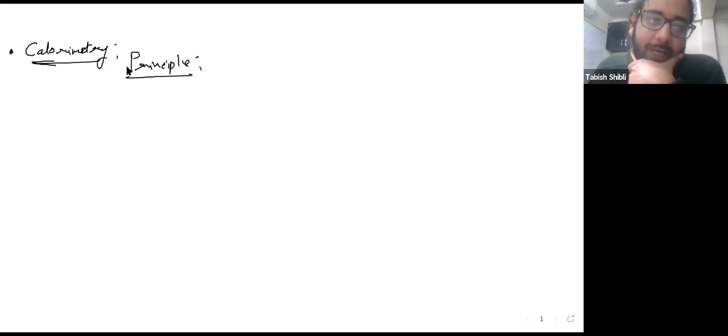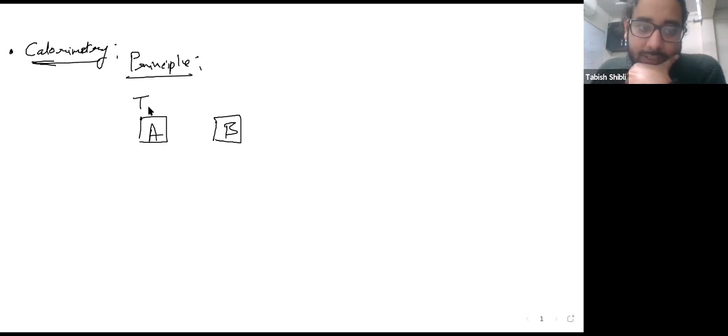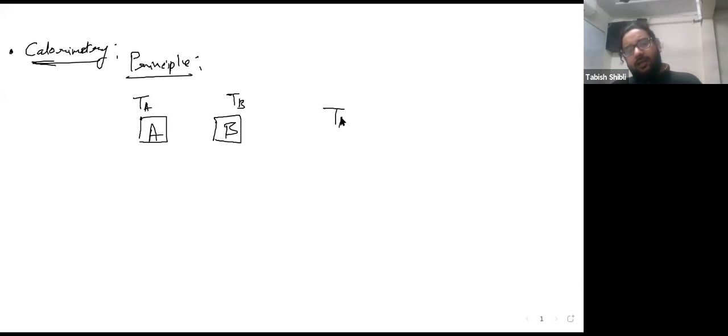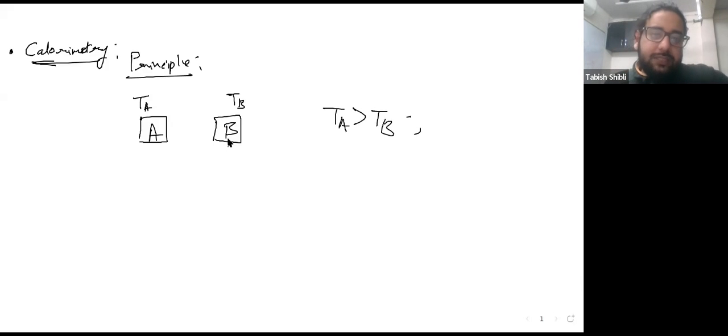The principle behind calorimetry is that if you have an object A and an object B, इसका कुछ टेम्परेचर है TA बोल दो, इसका कुछ टेम्परेचर है TB, ठीक है? तो यानी कि let's say TA is hotter than TB, so यानी कि A जो है वो B से गर्म है. Now if you put the two into contact, उन दोनों को हम कांटेक्ट कर दिया, heat will start flowing.